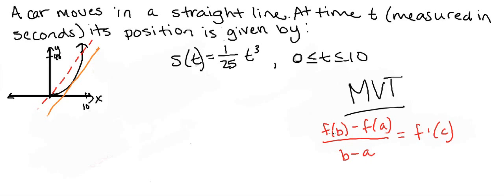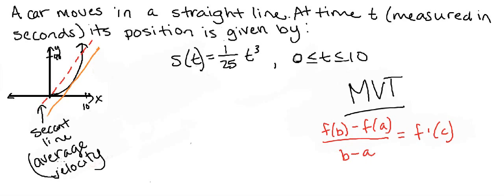Okay, so let's start out with the left-hand side of that. What does that even stand for? That actually stands for the slope of the secant line. So if we go back to my graph here, this is just a rough drawing of the function that I did, this dotted red line is the secant line. And if you remember, the slope of that is actually going to give you the average velocity, in this case, the average velocity of the car.